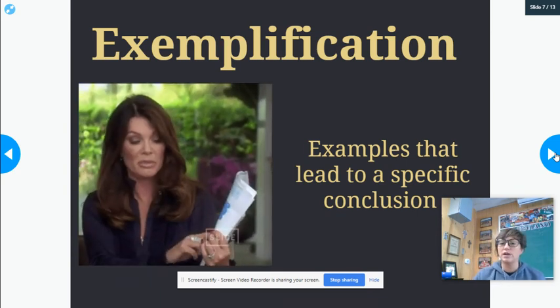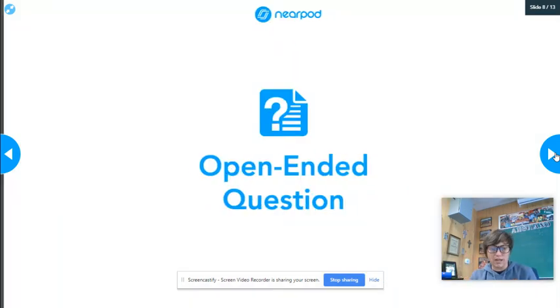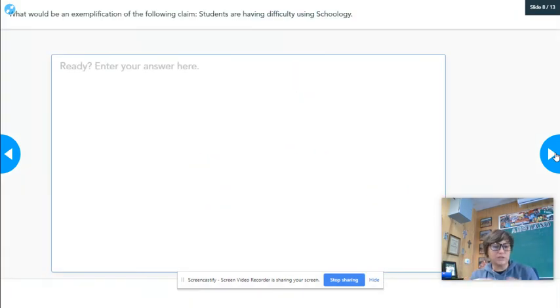Let me talk you through what I wanted you to do yesterday on the Nearpod. The open-ended question says, what would be an exemplification of the following claim, or what would be an exemplification of the following point? I wrote the sentence, students are having difficulty using Schoology. So what example could you use to prove that students are having difficulty using Schoology?